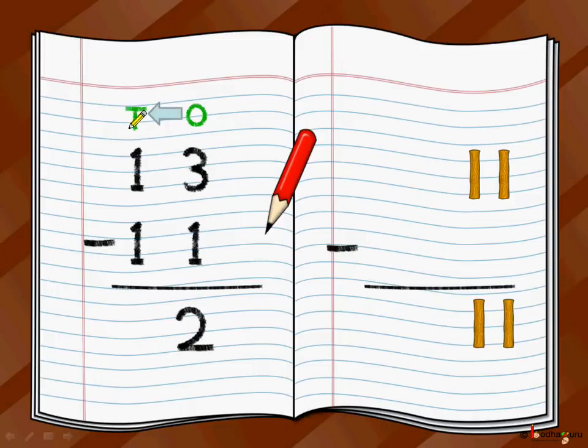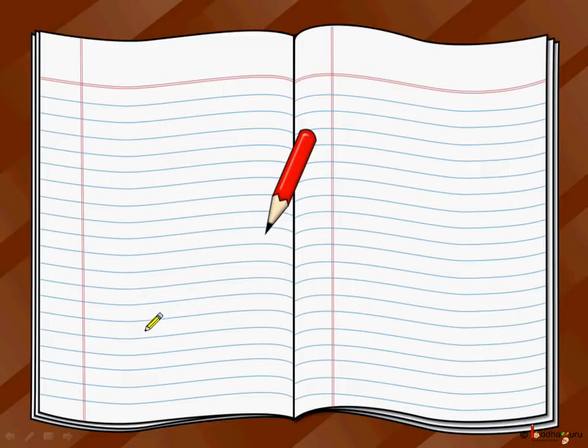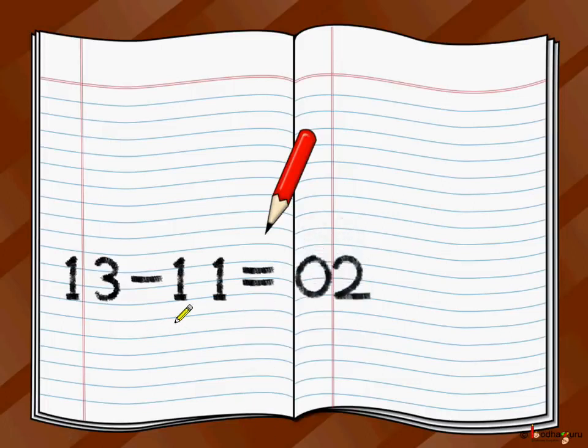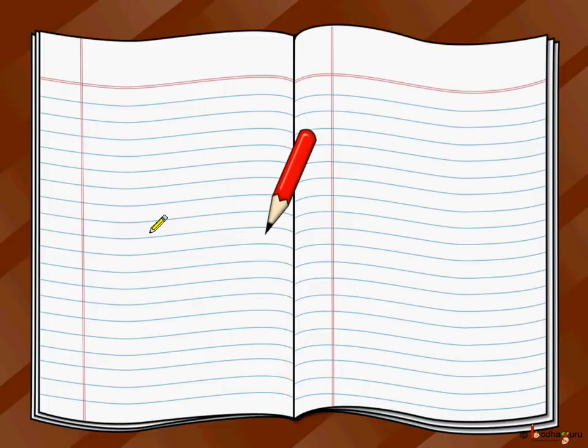Same way you do here. You go to the tens position after you're done with the ones position, and you do 1 minus 1 is equal to 0. So 13 minus 11 is equal to 02. Or we write it as 13 minus 11 is equal to 02. So this is what we learnt in our last video. Let's take some more examples.